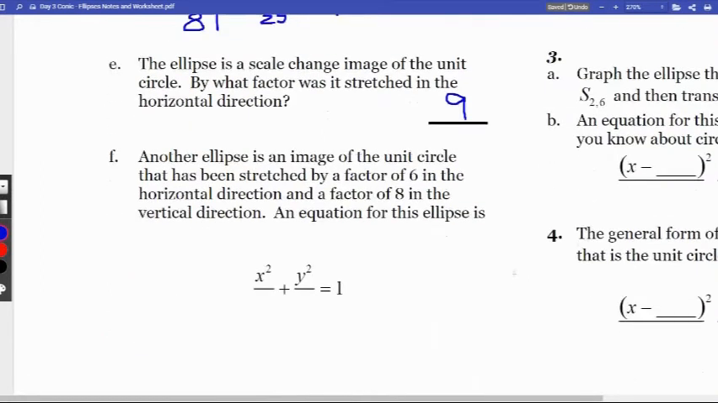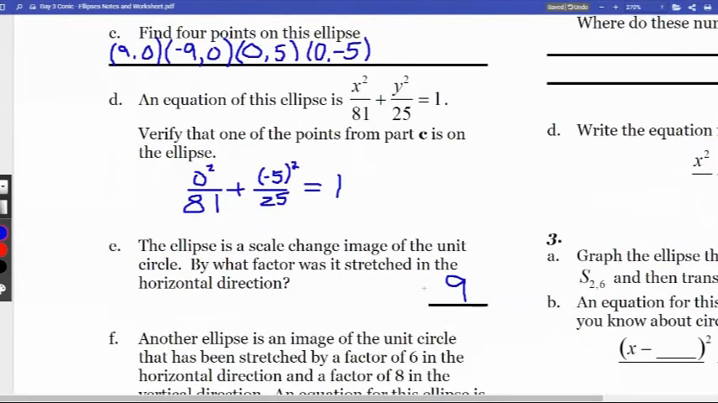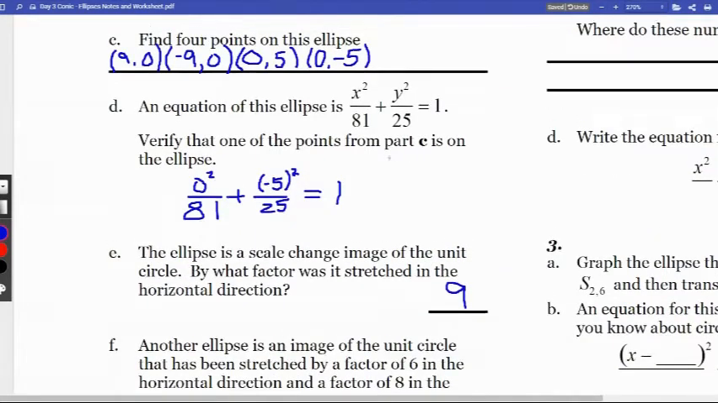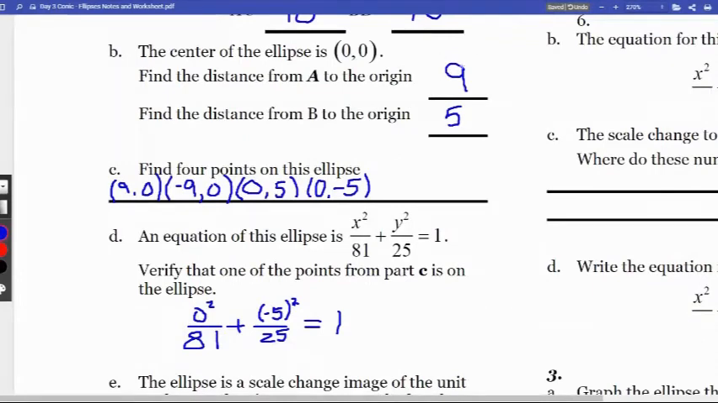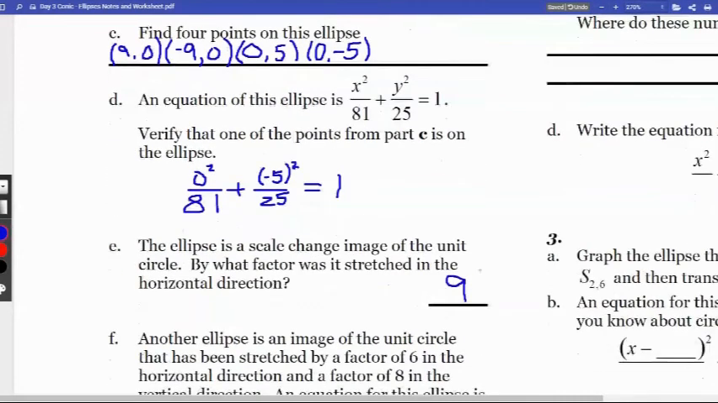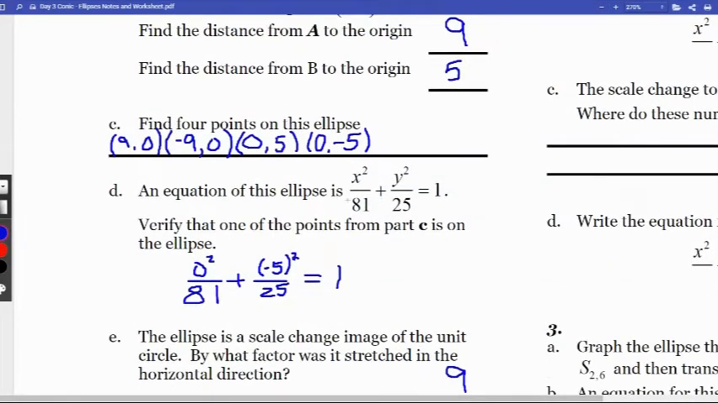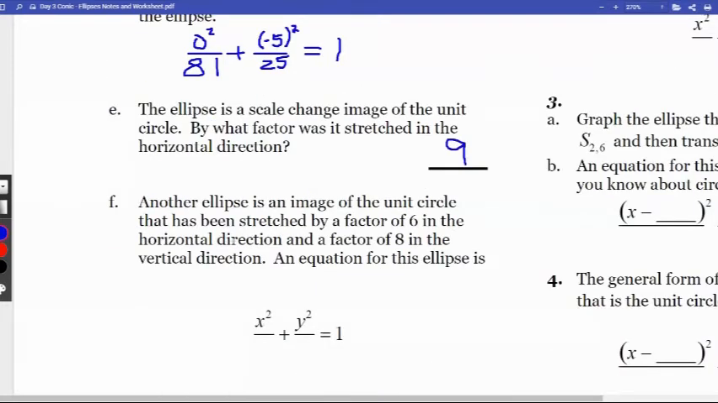And then another ellipse is an image of the unit circle that's been stretched by a factor of 6 in the horizontal direction and 8 in the vertical direction, and they want an equation for that. Well, as I alluded to before, you probably figured out that the amount of the horizontal stretch is squared, and that shows up in the denominator of the x term of my equation, and then the vertical stretch, the factor of 5, is squared in the denominator. So if I were to stretch the unit circle by a factor of 6 in the horizontal, x squared over 36 is going to accomplish that.